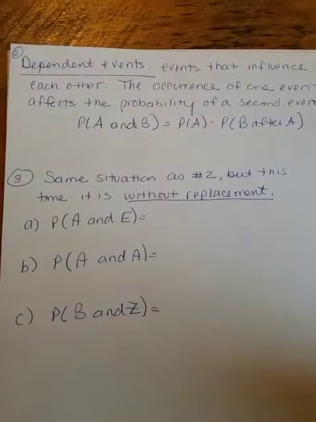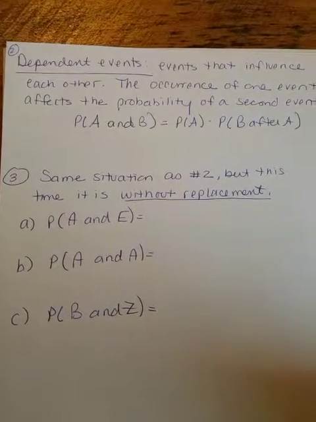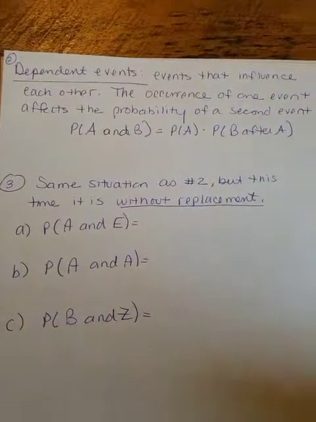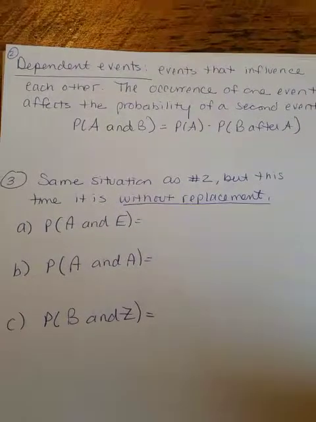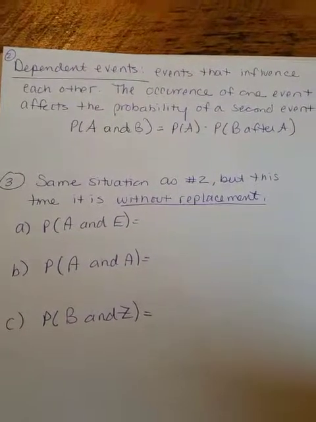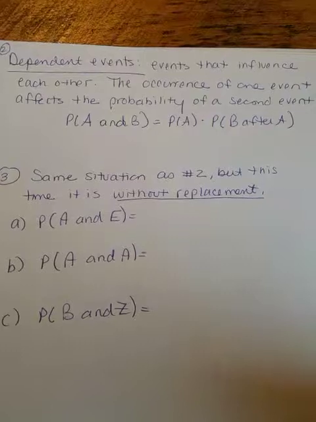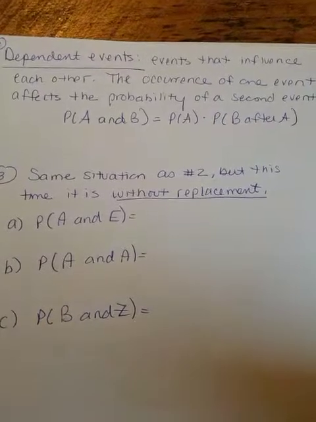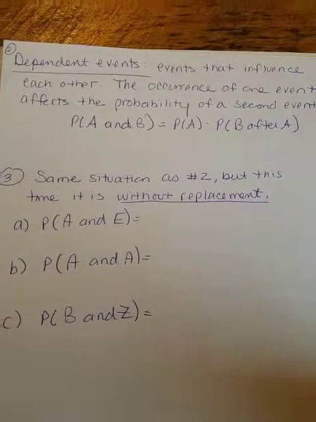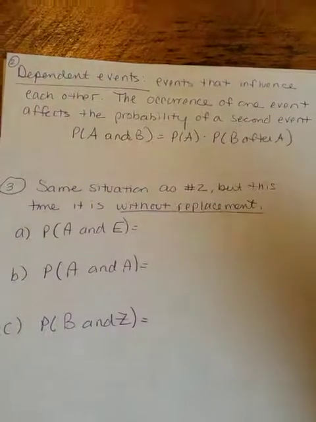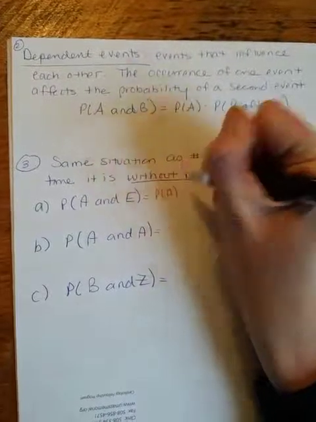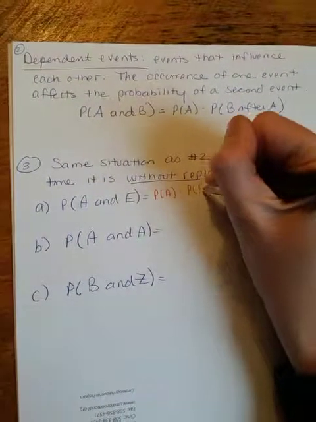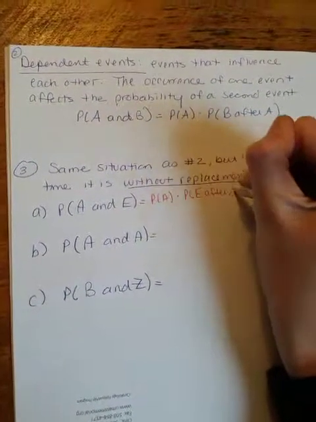Now, number 3, this is the same situation as number 2, so we have the 26 letters. But this time, instead of putting that piece of paper back, you're doing it without replacement, which means after you pick that piece of paper on the first try, you're not putting it back into the bowl. Okay, and so these are dependent events. So I have the probability of A times the probability of E after A has happened.